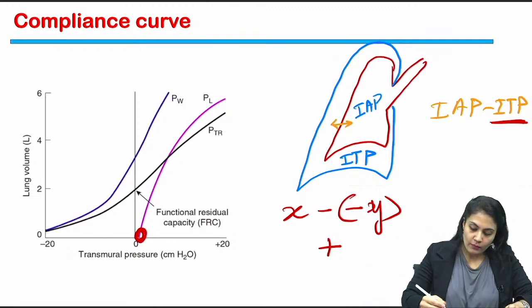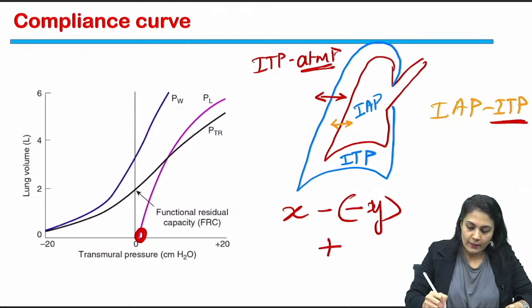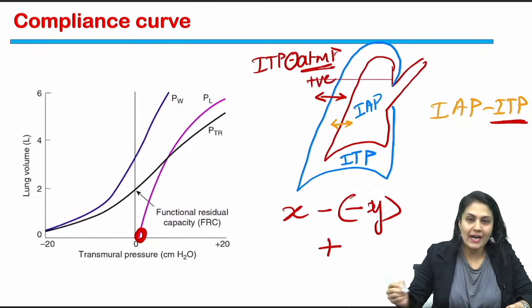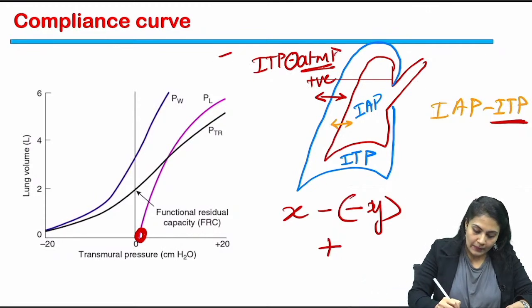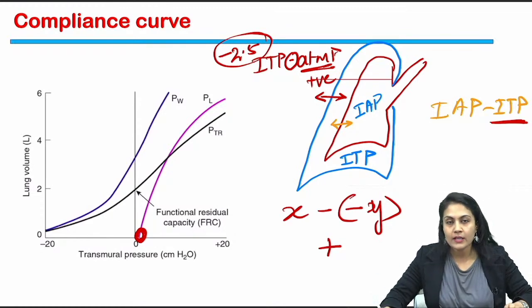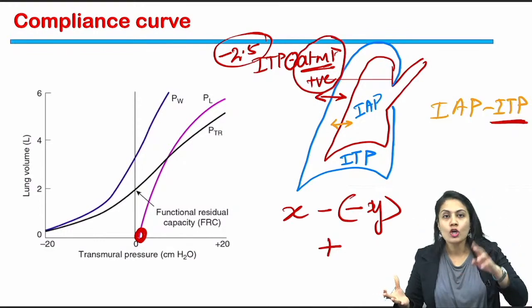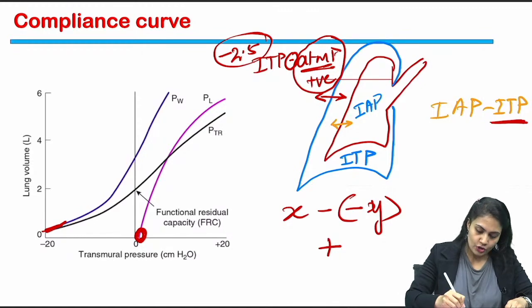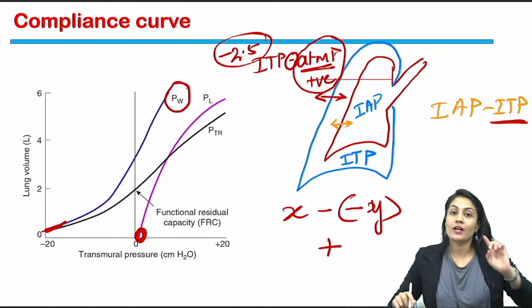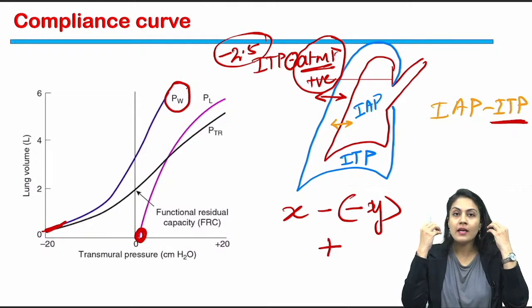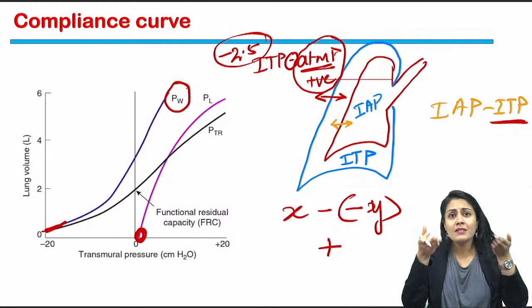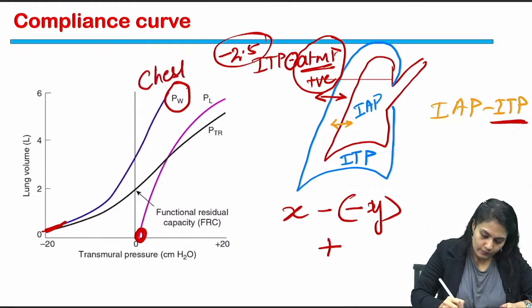And the chest wall, when we talk in terms of chest wall, it is going to be the ITP minus atmospheric pressure, isn't it? Atmospheric pressure is always positive, but you are subtracting it, right? And plus the ITP, I told you, is going to be negative. In the resting condition, it is going to be minus 2.5, whatever it is. But over here, the atmospheric pressure, which is positive, we are subtracting it. So it will start from negative. So please remember, the chest wall transmural pressure starts from negative. Even in the exam, if you forget, please remember, C comes first, that is chest wall comes first.